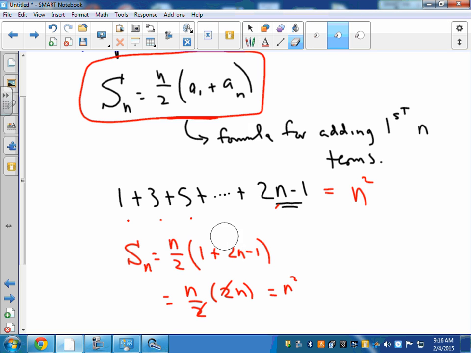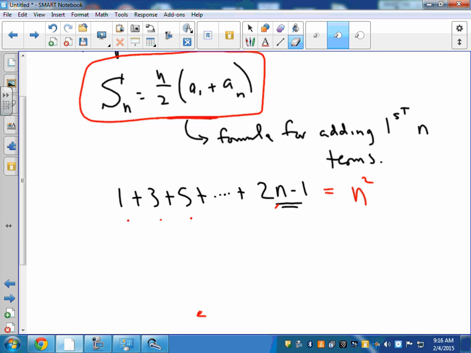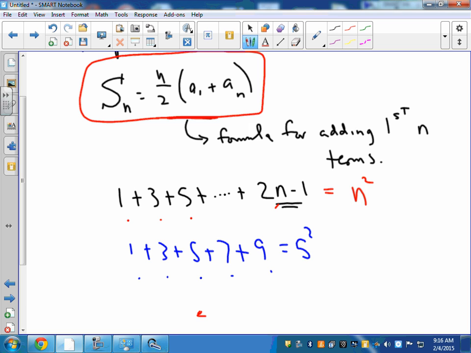Let's see how it works. I mean, if I wanted to add up the first 5 odd numbers, if I wanted 1 plus 3 plus 5 plus 7 plus 9, there's 1, 2, 3, 4, 5. The first 5 odd numbers is going to be 5 squared. Okay, that's what this formula gives me. It's the nth partial sum. Okay, let's do another one.